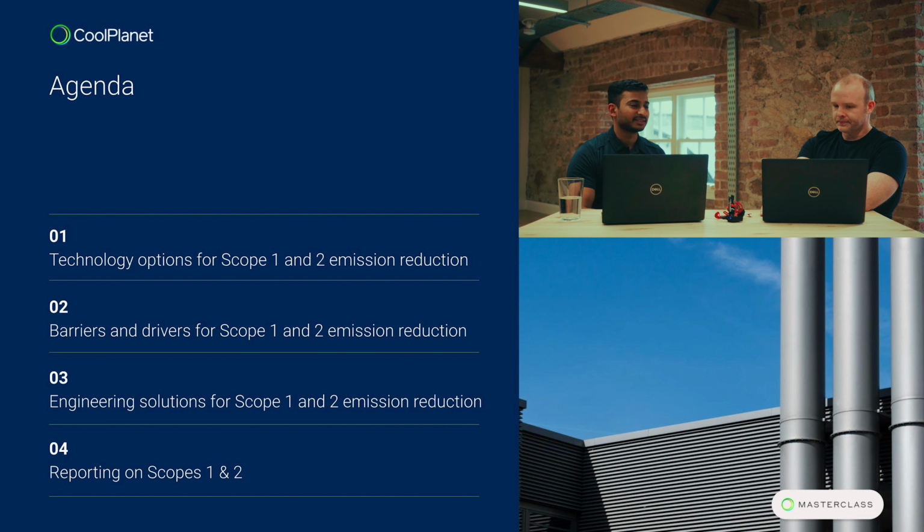We'll discuss the barriers and drivers as well, and we'll also touch upon what kind of engineering solutions currently exist which are causing the scope 1 and scope 2 emission reductions. Finally, the most important part would be the reporting of scope 1 and scope 2 emissions, because no reduction or impact can be done if we are not measuring it.